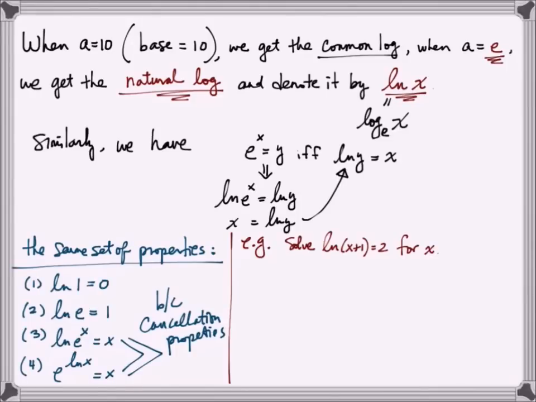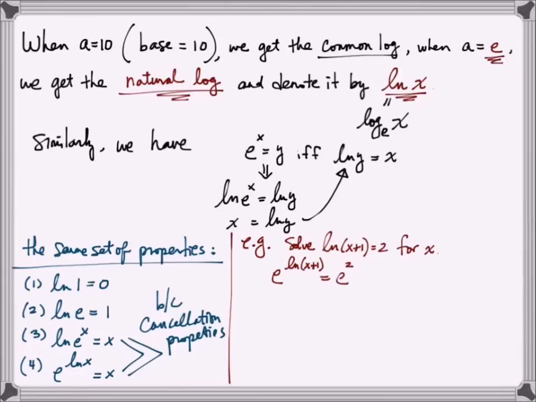Now let's do a few examples involving natural log. Here we're going to solve natural log of x plus 1 equals 2. To get x on its own, I need to undo the natural log process, which means I have to apply the natural exponential function to both sides. So to do that, I get e raised to the natural log of x plus 1 is equal to e squared.